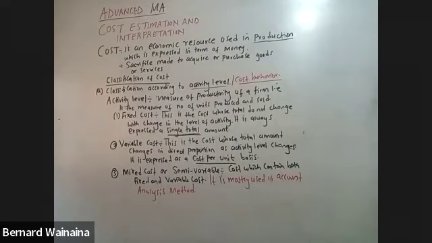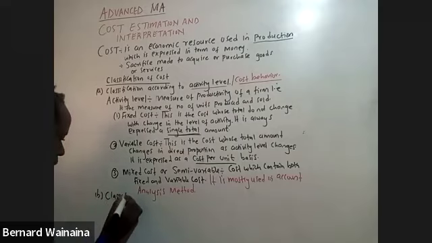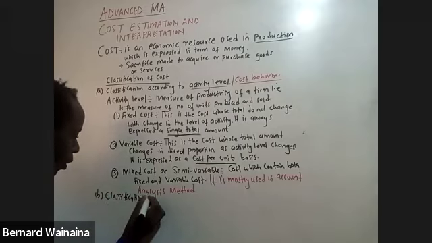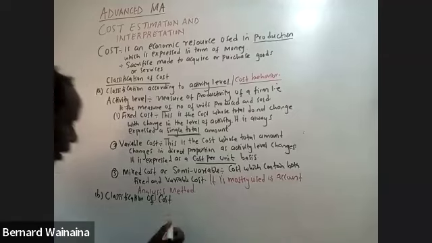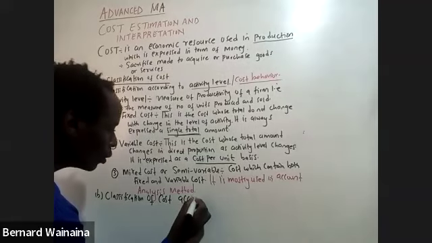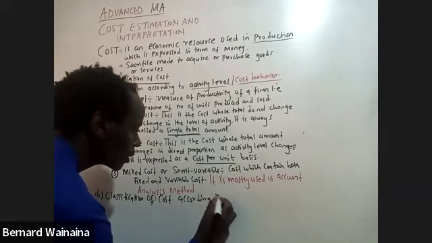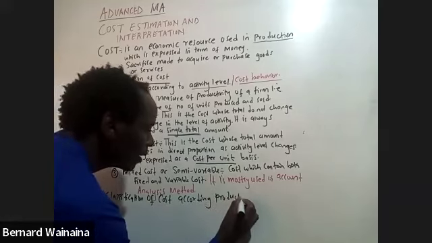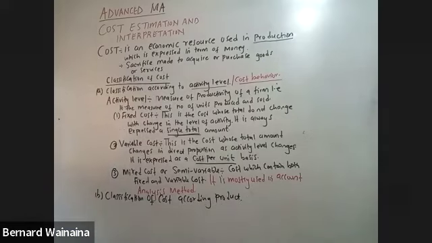Classification number two, which is also very important in this topic and other topics, is classification of cost according to product. So what are those costs? Someone remind us from MA?